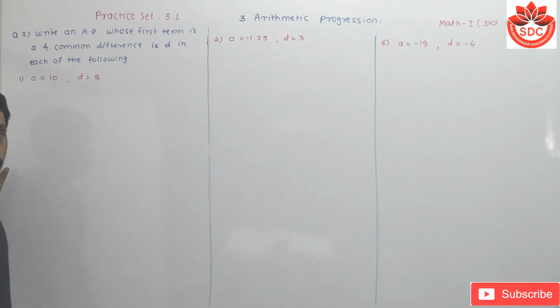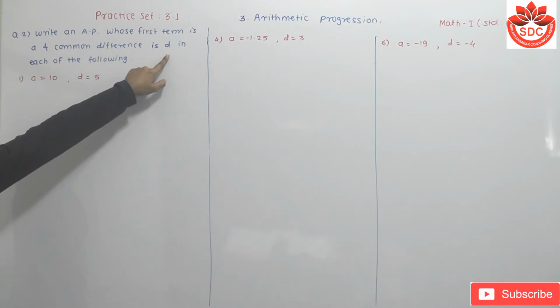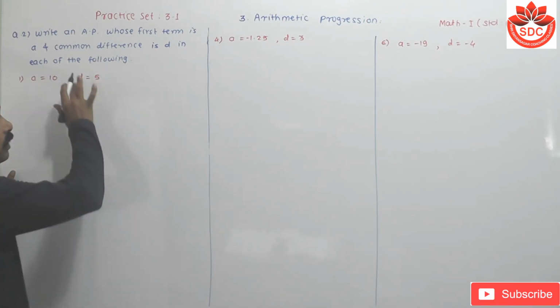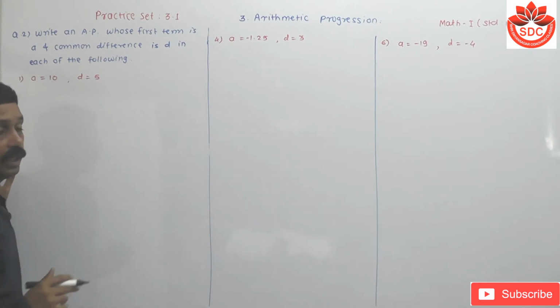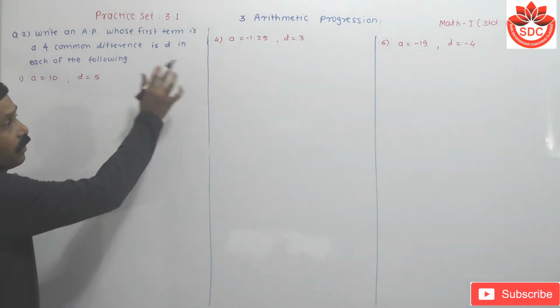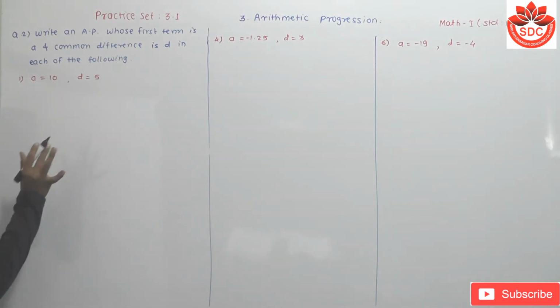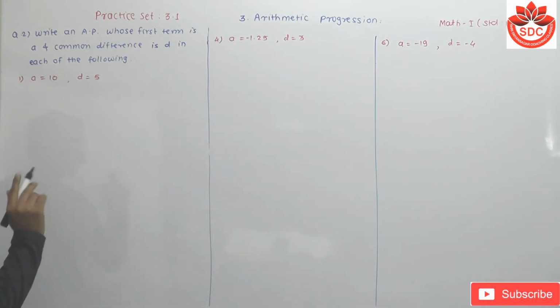Let's take question number 2. Write an AP whose first term is A and the common difference is D in each of the following. Students, there are 6 sub-questions in this question 2. I have taken only 3 here, meaning that the first, 4th and 6th you have to solve, and the 2nd, 3rd and 5th you have to solve at home. Look carefully, so simple. One such question can be asked in your examination for 1 mark.